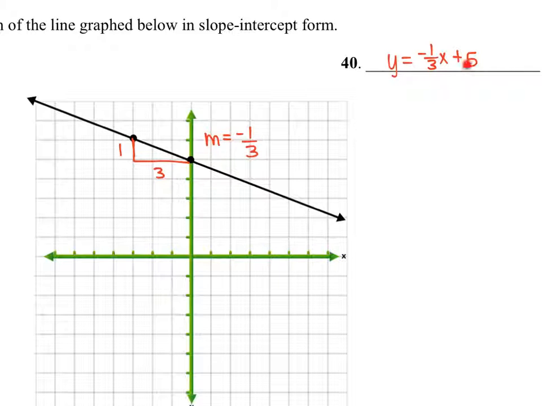I still need to find the y-intercept. I can just actually look at it and see where the line hits the y-axis. So 1, 2, 3, 4, 5. That's my y-intercept.